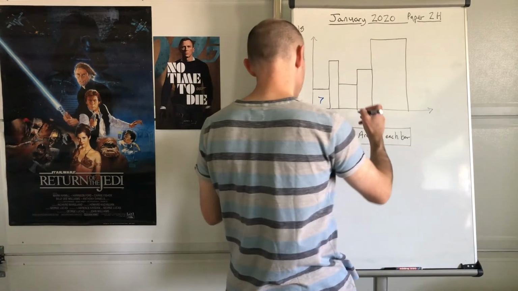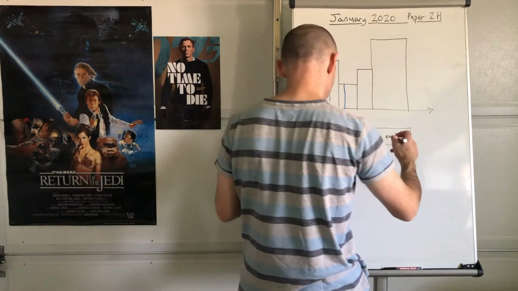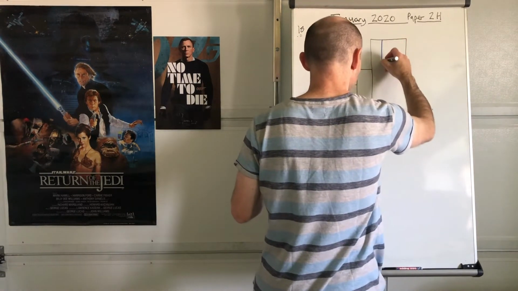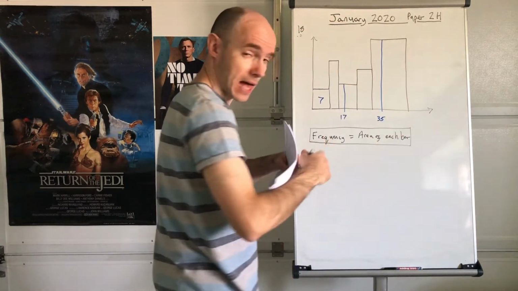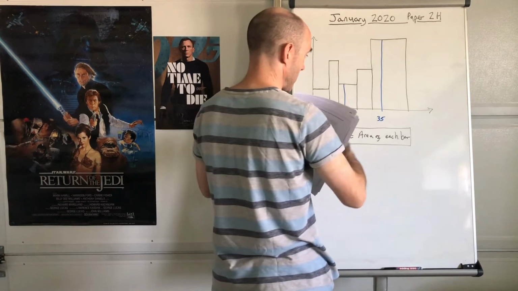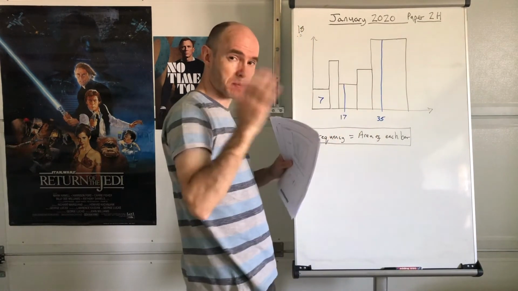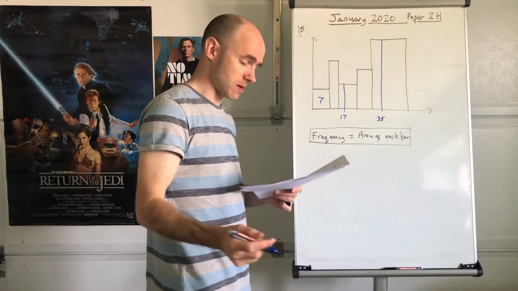Okay, so 17 minutes is about there. Okay, and 35 minutes is about here. So what you need to do is work out how many people are between here and here, so the area of these three bars, and then as a proportion of everybody, so how many people in total. Okay. So let's just work through this.